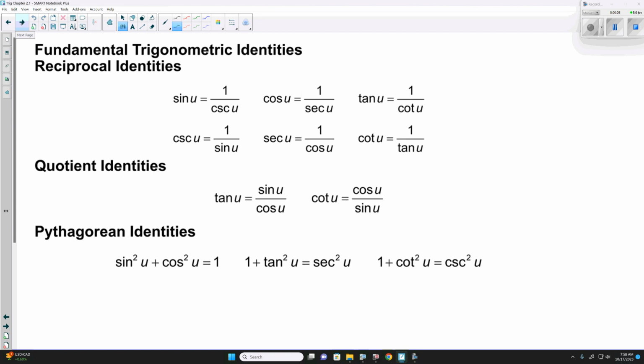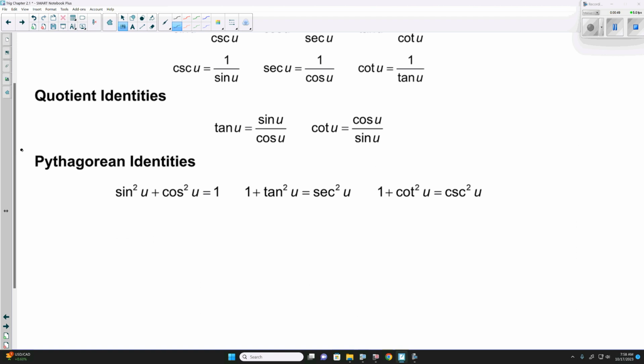Our sine is 1 over cosecant, cosine's 1 over secant, tangent's 1 over cotangent, cosecant's 1 over sine, secant's 1 over cosine, and cotangent's 1 over tangent. Our reciprocal identities. And we've used these before, especially converting from sine to cosecant or secant to cosine, going back and forth.